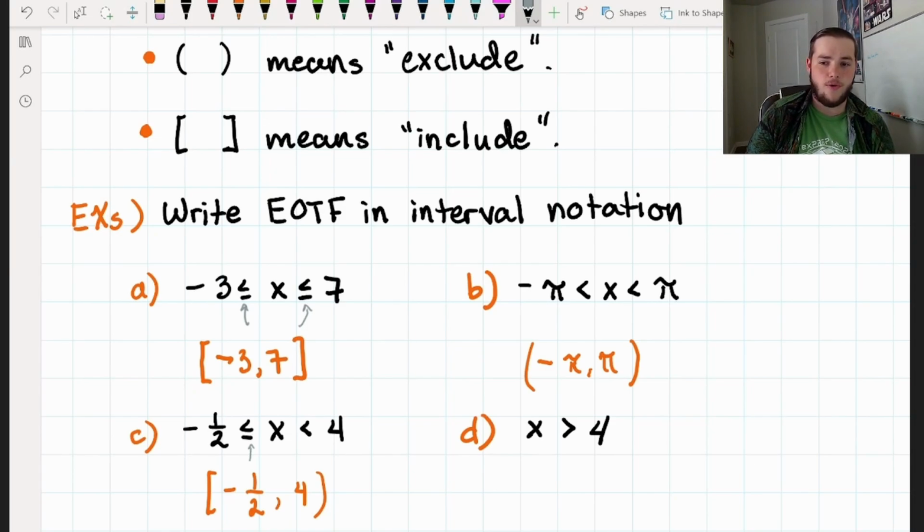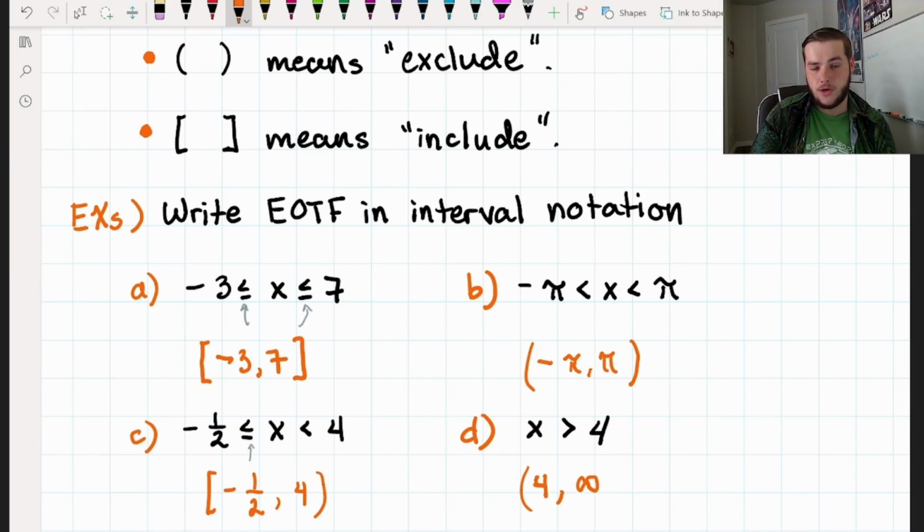Now, we also may see things like D, where I don't have a number or an inequality on both sides of my variable. Here in part D, I've just got x is greater than 4. But I can still denote this in interval notation. These are all of the numbers from 4 onward until it gets incomprehensibly large, right? I just keep counting to the right. The way that I denote this to the reader is by writing 4 comma infinity. Now you'll notice that 4 is not included in this interval because 4 is not greater than 4. So I'm going to use a parenthesis around the 4.